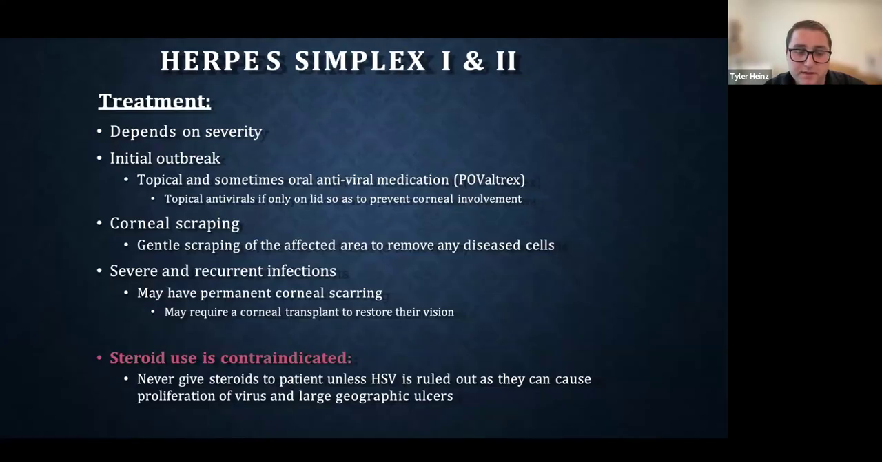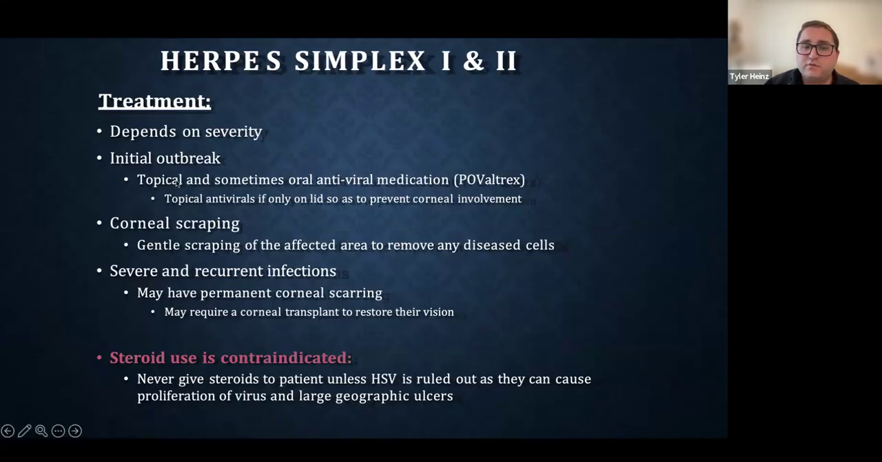Remember, we talked about the epithelium is the outermost layer. The stroma is more the body of the cornea. And when ulcers or cuts or lacerations extend into that stromal layer, you're going to start to get scarring. And if it's in their visual axis right in front of the pupil, they're going to have permanent vision loss. So it's something you really want to make sure you get ahead of and treat early.